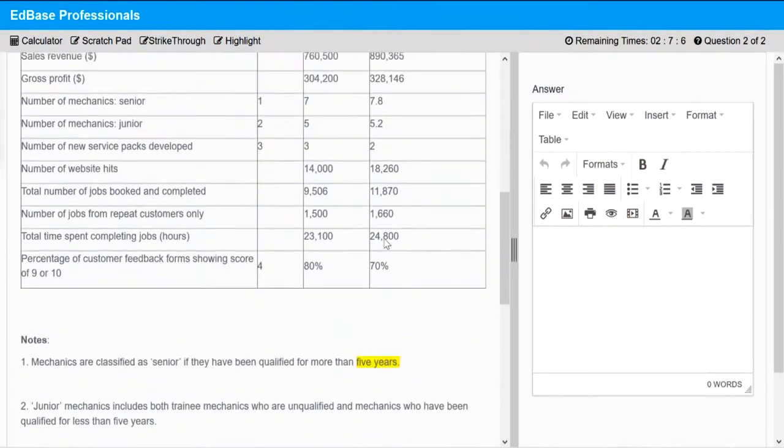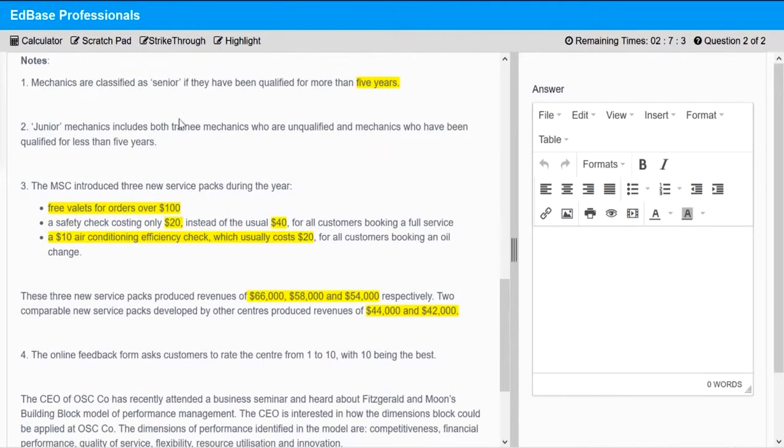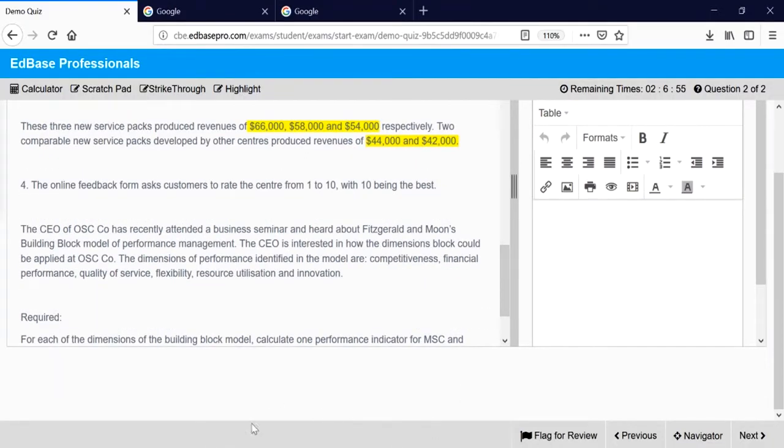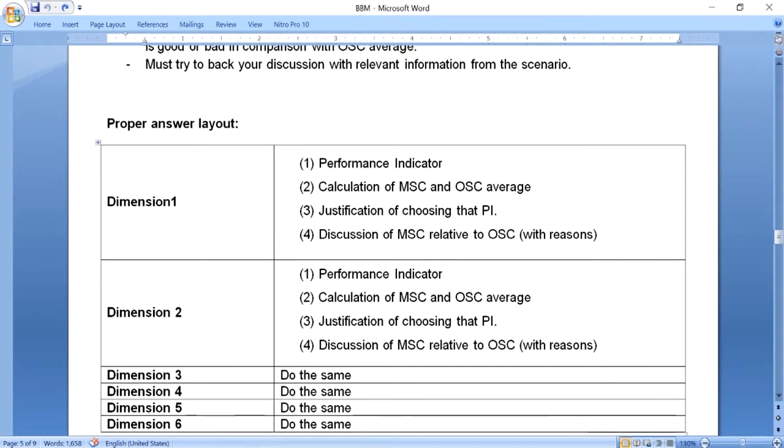So now based on this data provided in the table and the scenario and the context, we need to answer the question. Okay, so again, let's move on to the answer layout that we have produced earlier. So what will you do? You will have to find out suitable performance indicators for each dimension. Then you have to calculate the performance. You have to justify why you have chosen those performance indicators, and obviously discussion. This is very simple. So indicator, calculation, justification, discussion. So you should do it again and again for the rest of the dimensions. Okay, fine. So this is my question.